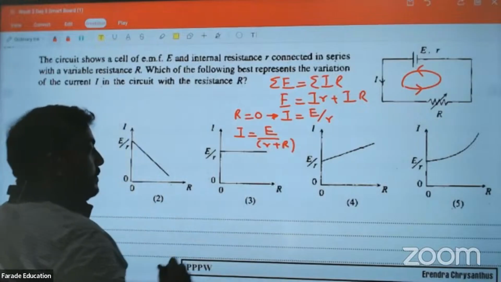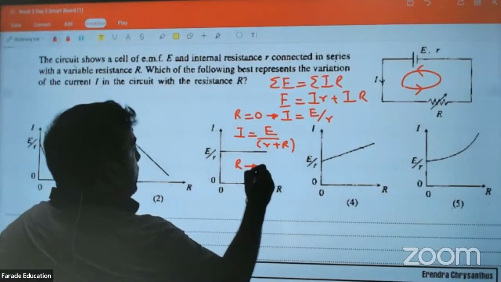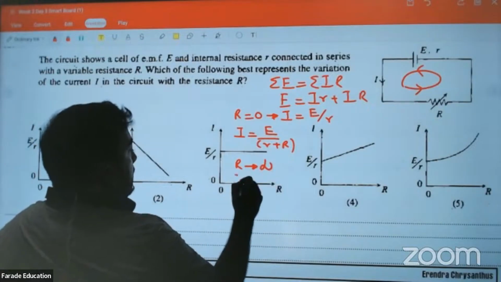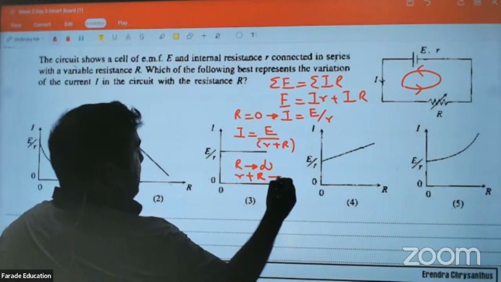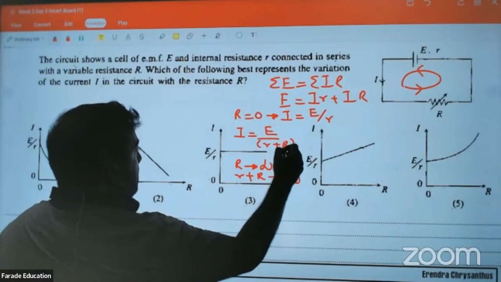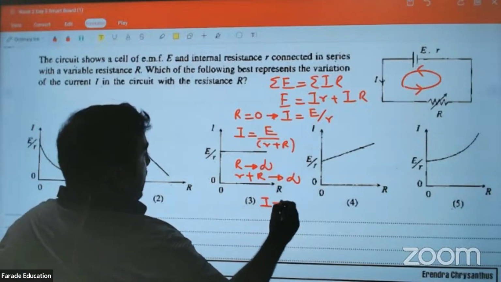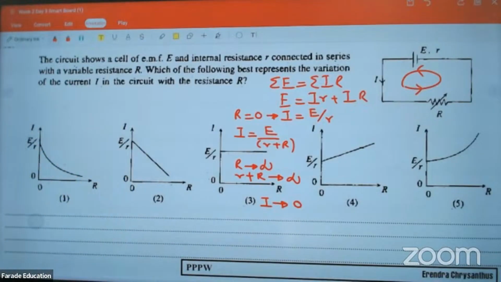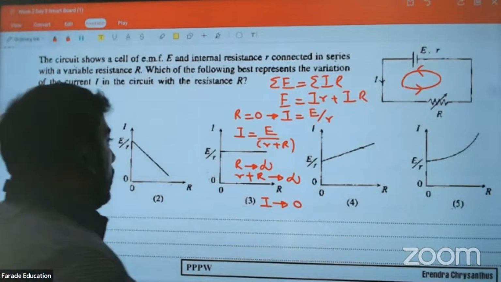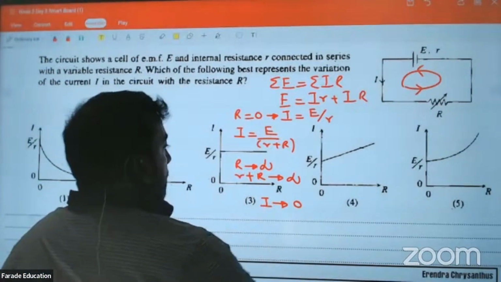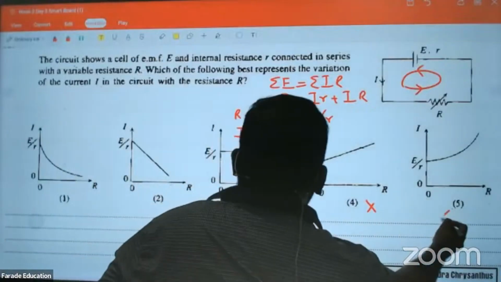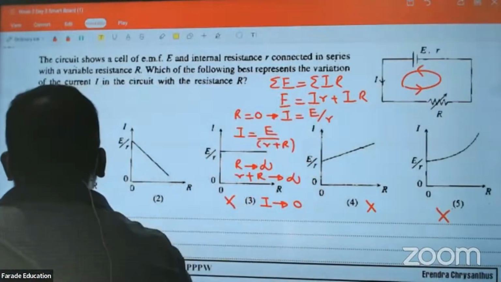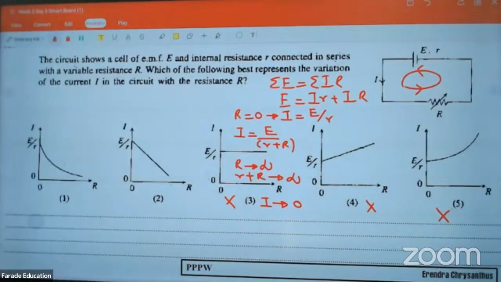Look at the board carefully. R tends to infinity. Small r plus capital R also will tend to infinity. Something divided by infinity, so current will tend to 0. So it's coming to 0, which means it's not this, it's not that. Not this. Either one of the two.